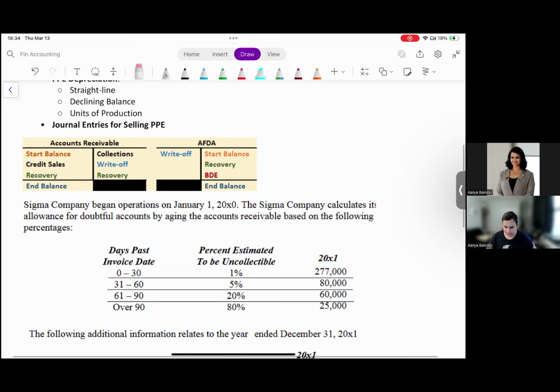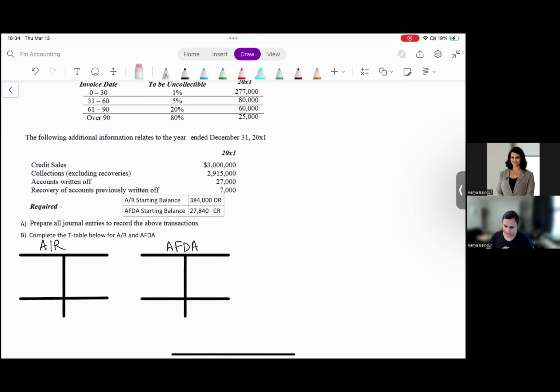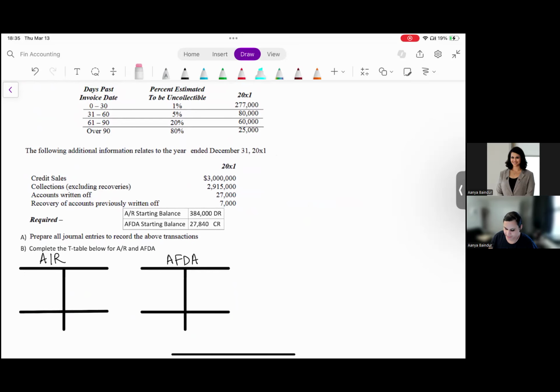So the very first step is, let's just go through the question again. It gives us the following information relating to the year December 31st, 20x1. It tells us that the credit sales in the year were 3 million. And then on those credit sales, we collected this much amount of money. Then 27,000 worth of accounts were written off. And we recovered accounts which were previously written off worth $7,000. And it tells us what our AR starting balance and the starting balance for allowance for doubtful accounts is. So let's go ahead and start solving this.